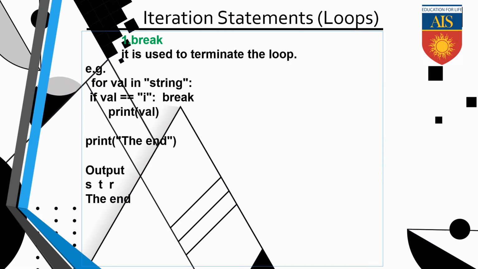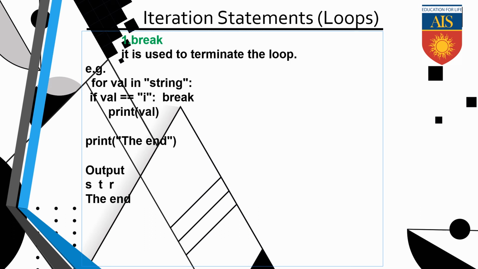First, we will see the use of break. It is used to terminate the loop. That means when you are using any particular loop and you want to terminate the loop as per your requirement, you need to apply this break option. Here you can see the example: for val in string, if val == 'i', then break, then print(val).